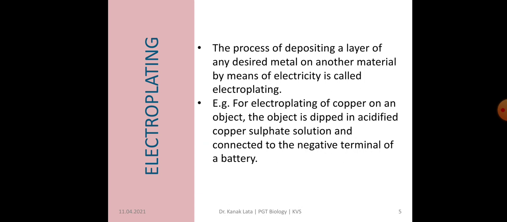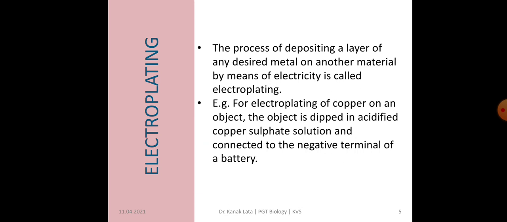Now the next concept is electroplating. What is electroplating? It is simply the process of depositing a layer of any desired metal on another material with the help of electricity. So depositing a layer of desired metal over another material with the help of electricity is called electroplating.